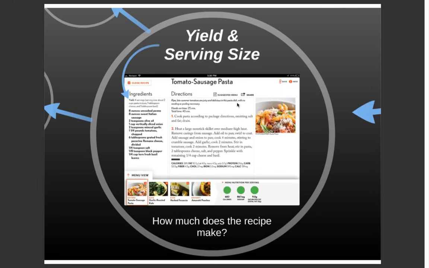Other things included in recipes would be the yield, how much it makes, and serving size. How much of what it makes should you actually eat? For example, this recipe says it makes a yield of 4 servings, with each serving size being about 2 cups of pasta.